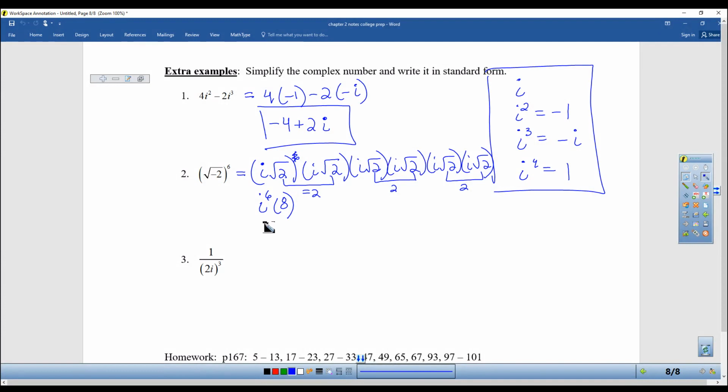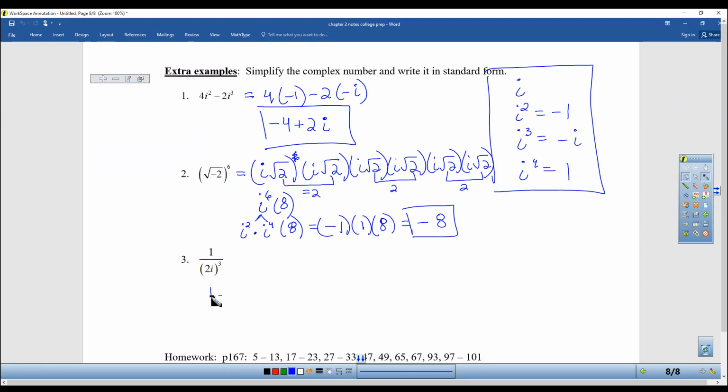Now, i to the 6 is not on our chart. We only went up to i to the 4th. But you can break it down into two separate ones. So you can break i to the 6 down into i squared times i to the 4th, or i to the 3rd times i to the 3rd. But I picked these two because I like i to the 4th. I always use i to the 4th when I can. Because i squared is -1, i to the 4th is +1, and then I still have my 8 from all those square roots of 2. So the final answer is -8. So there's parts of this section that are super easy, but there are some little challenges like that.